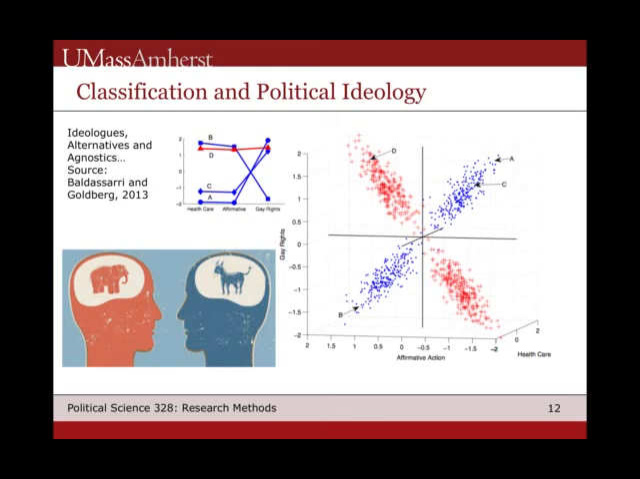did look like a traditional liberal conservative split. About as large of a proportion of the population actually did not look like that. So those people tended to be either economically conservative and socially liberal, or socially conservative and economically liberal. So they actually were what were classified by Baldassarri and Goldberg as alternatives. Of course, there was also a small proportion, I want to say 20% of the population, that were agnostic and just had poorly defined attitudes.